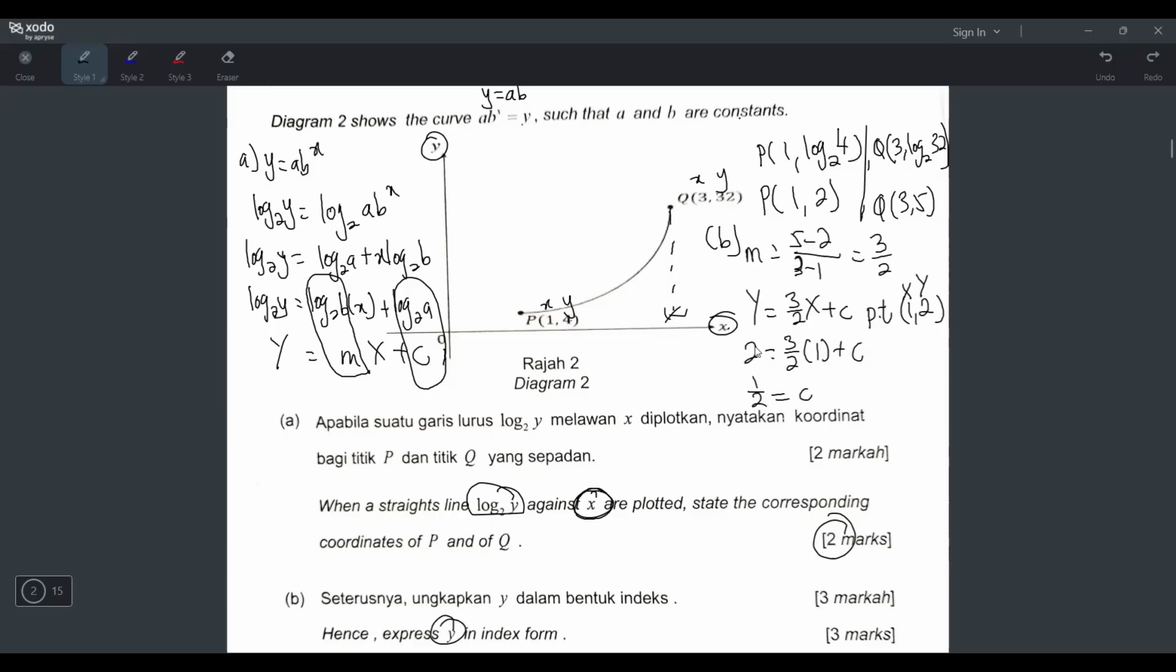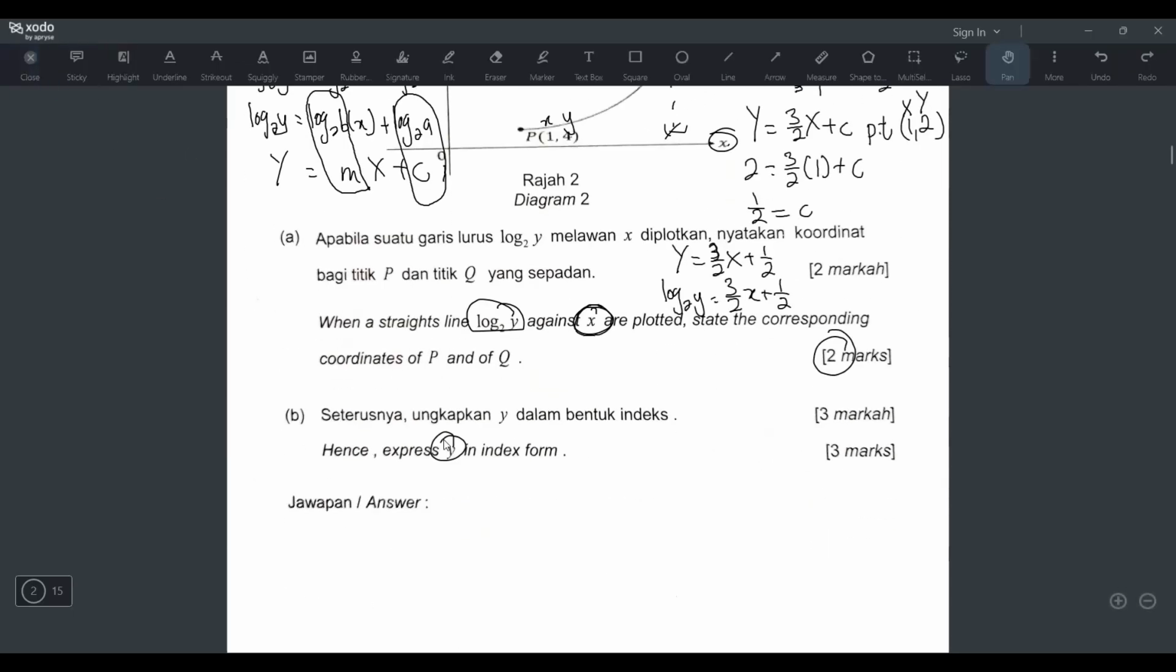That means, what is your equation? Your equation will be big Y. Okay, I write here big Y equals to mx plus c. So 3 over 2 is the gradient, big X plus 1 over 2. And the big Y, big X, we replace with the real y-axis. Your real y-axis is log 2y. And then the big X, your real x-axis is small x. So this is how you do it, right?